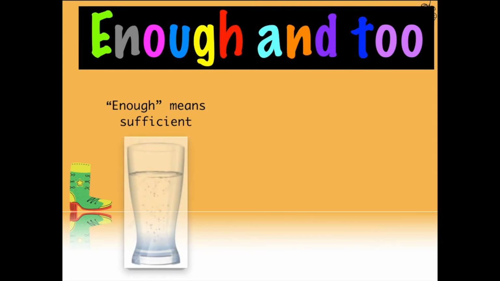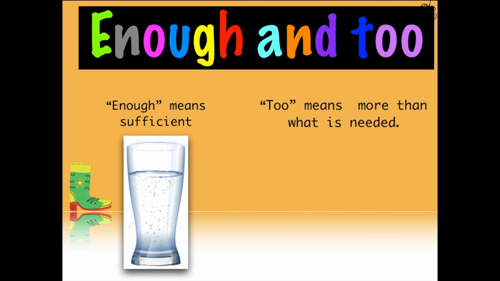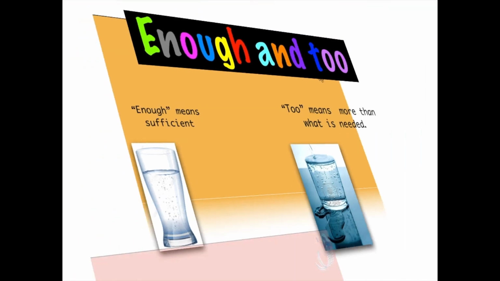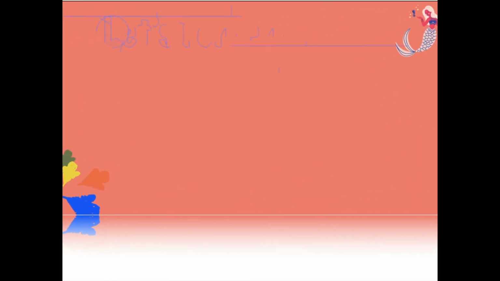Okay, for example, here we have a filled glass of water, and too means more than what is needed. Okay, for example, here we have an overfilled glass of water. Okay, now let's practice a little bit to remember the use of these two words. Okay, so let's go with the first sentence.